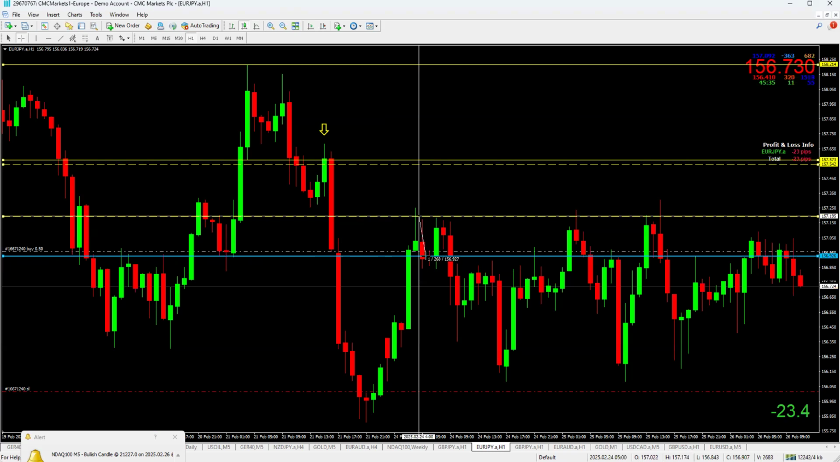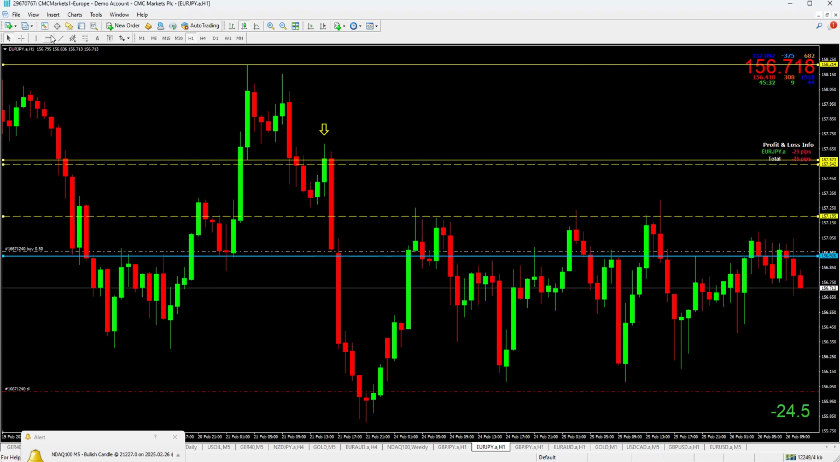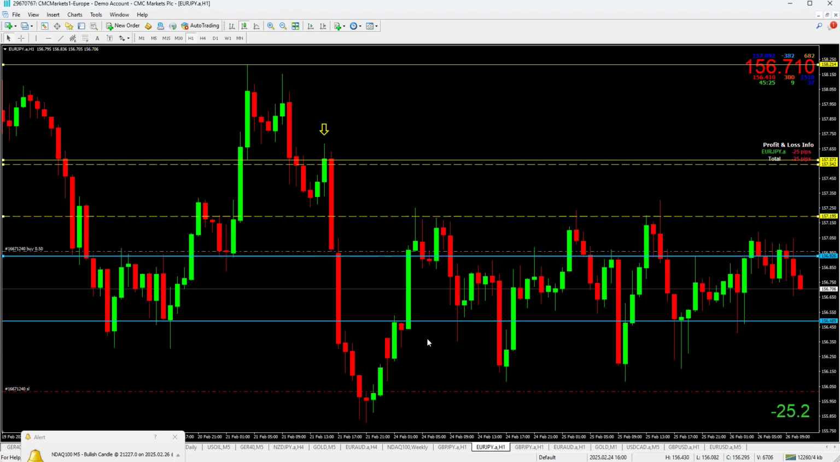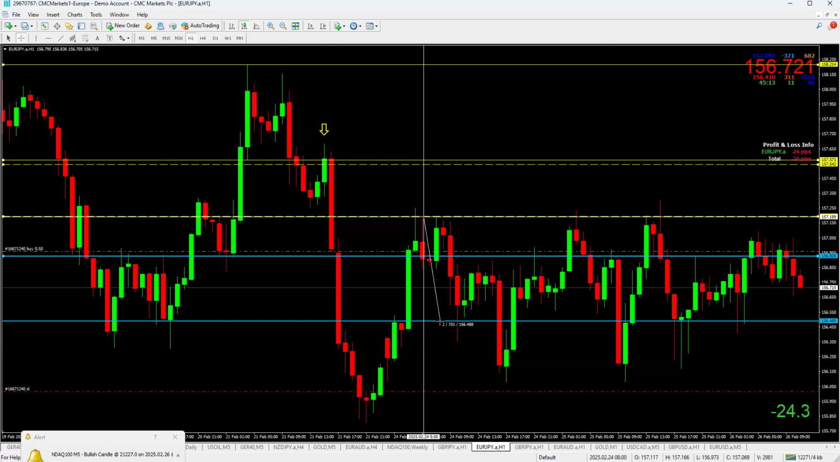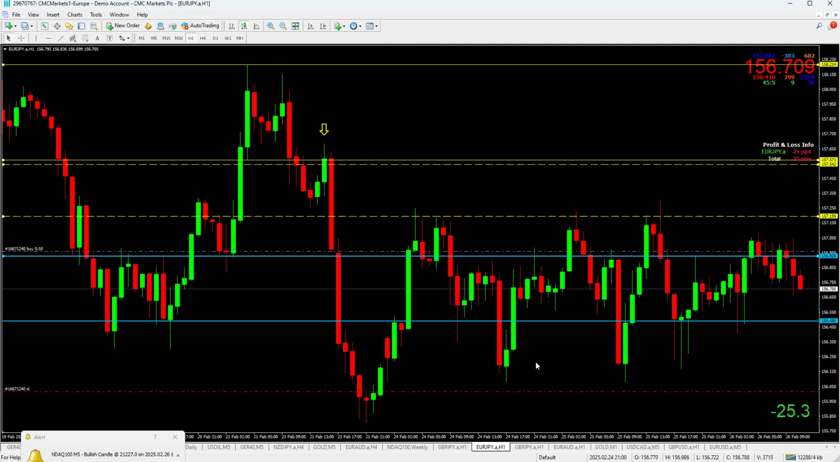Our TP1 was about 26 pips, but then we look left to find our TP2 and TP3 maybe. That was TP2, so on this occasion, we're triggered in here. Our first trade closed at 26 pips. The second trade closed at 70 pips. So in total, about 70 plus 25, which is like 95 pips. Not bad, not bad.